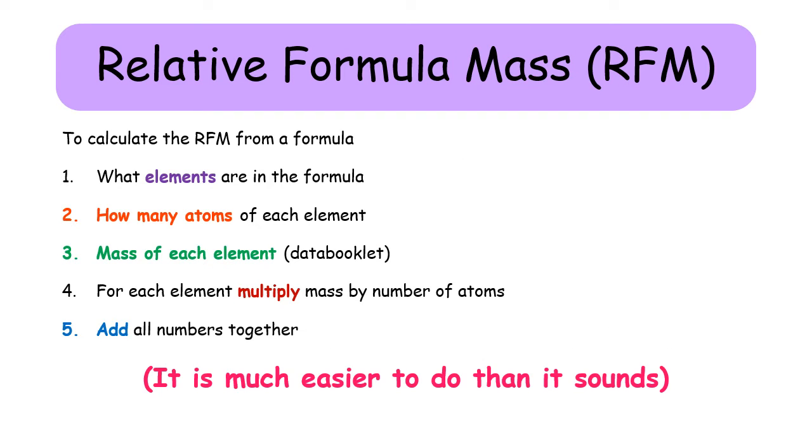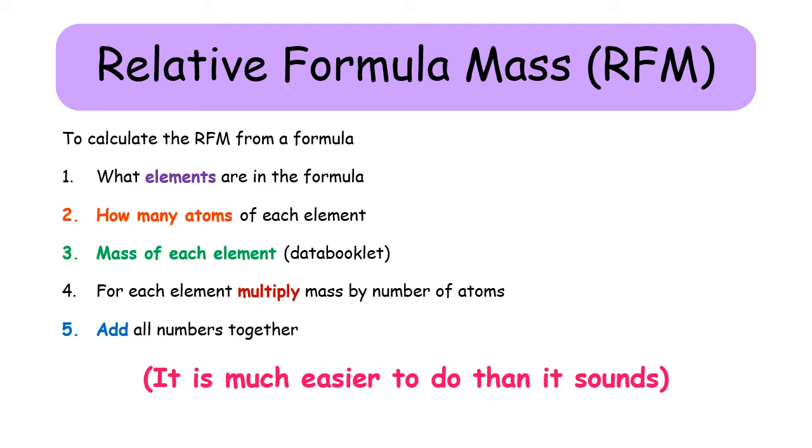So the first thing you need to know is what elements are in the formula. So from the name, work out what elements are in there. Then, from the numbers written after the symbols for each element, you can work out how many atoms of each element there are. You then go to your data booklet, page 7, and you look up the relative atomic mass of the elements. And then for each element, you're going to multiply that mass by the number of atoms of that type there are. And finally, you add the numbers up together.